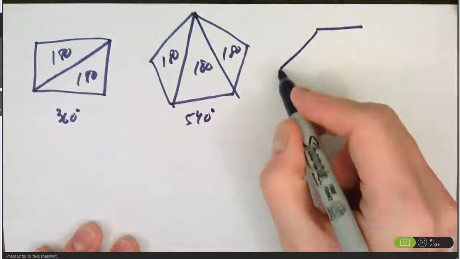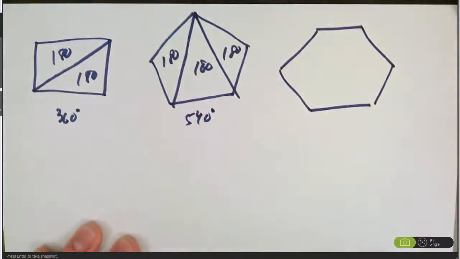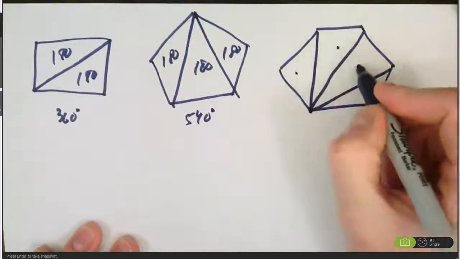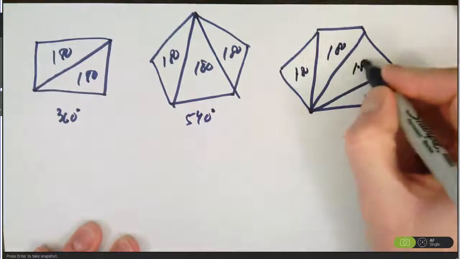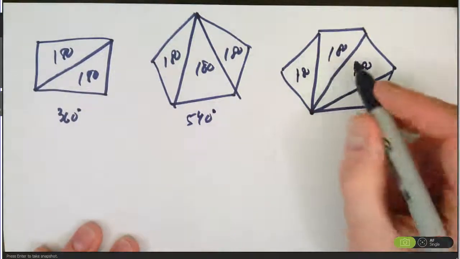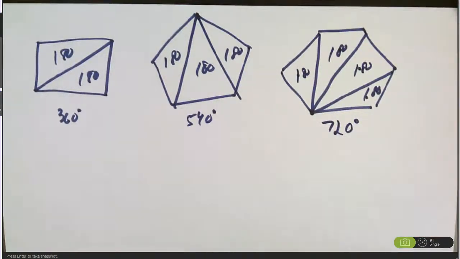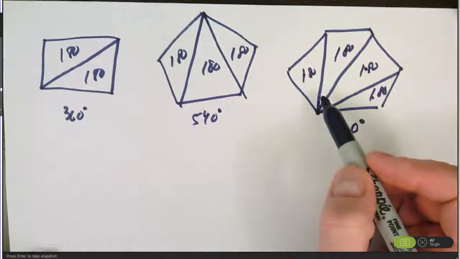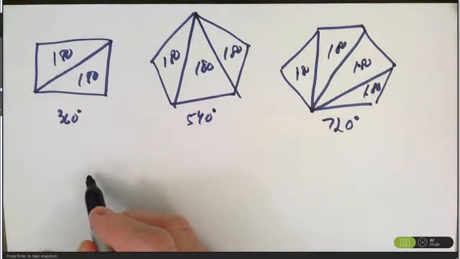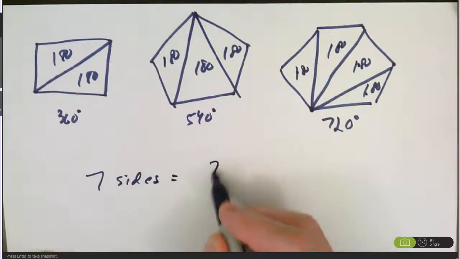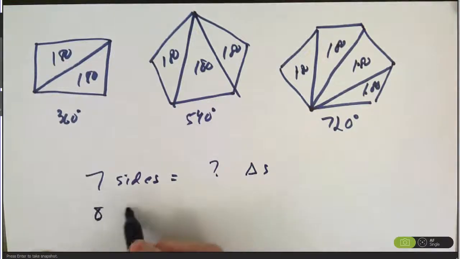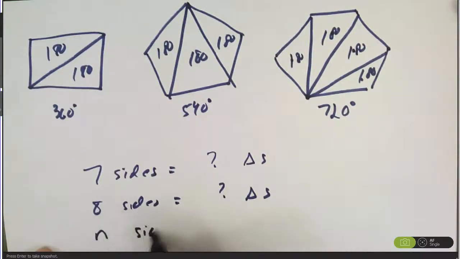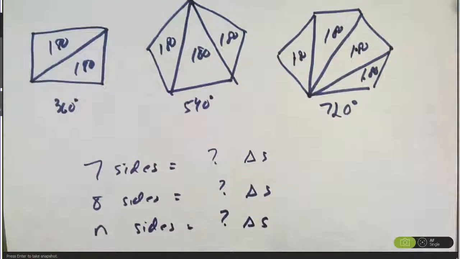If I take a hexagon, and start at one point and draw all the diagonals from that one point, I get one triangle, two triangles, three triangles, four triangles. So again, 180, 180, 180, 180, and that gives me 720 degrees. Here's the deal: there's a pattern. 4 sides is 2 triangles, 5 sides is 3 triangles, 6 sides is 4 triangles. You're going to have a couple of questions come up here. For 7 sides, how many triangles? For 8 sides, how many triangles? And the last question is going to be some unknown number of n sides equals how many triangles?